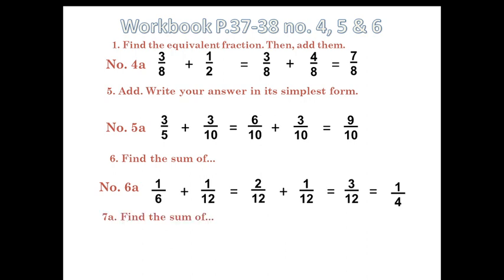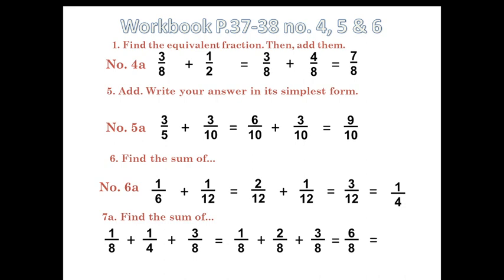Now 7a, find the sum of 1 over 8 plus 1 over 4 plus 3 over 8. The bigger denominator is 8, and 8 divided by 4 equals 2. So for 1 over 4, the numerator 1 times 2, the denominator 4 times 2. So it equals 1 eighth plus 2 eighths plus 3 eighths. 1 plus 2 equals 3. 3 plus 3 equals 6. Can this be divided again? Yes. The numerator and the denominator can be divided by 2, which equals 3 over 4.